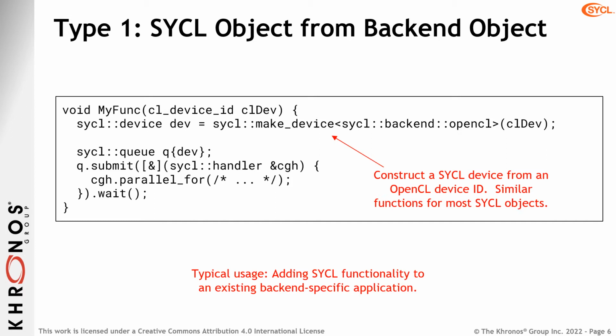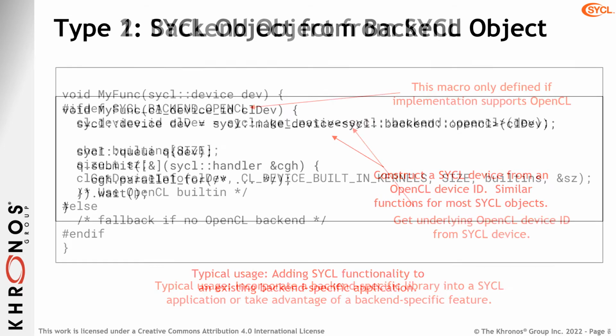In addition to MakeDevice, there are similar APIs for creating other SYCL objects from their associated backend objects. For example, there's a way to create a SYCL queue from an OpenCL queue, etc. The typical use case here is when you have an existing application that's already written using a backend APIs, and you want to add new functionality to that application using SYCL APIs.